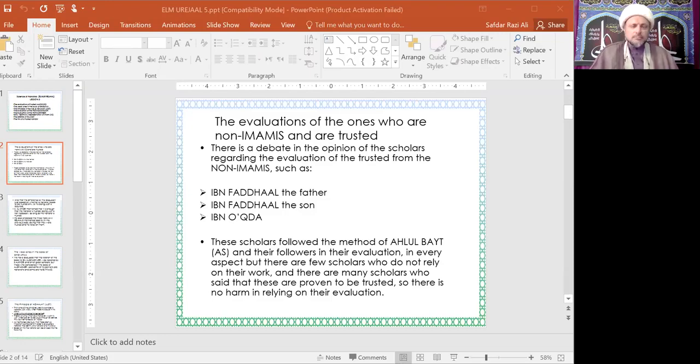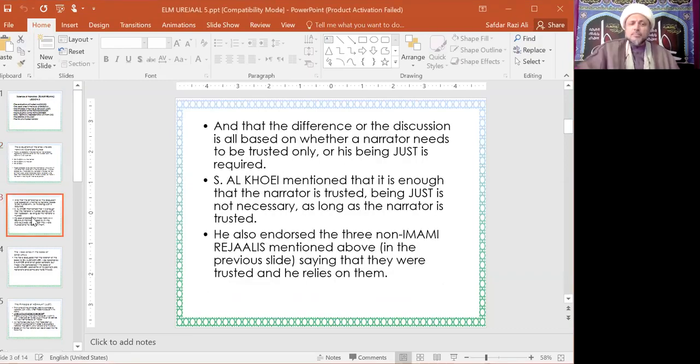They were great scholars, but they were not following the 12 Imams. So for this reason, scholars had a debate: should we rely on them or not? Part of them said we can't rely because they are not just. The other part said no, we can rely on them because they are trusted.